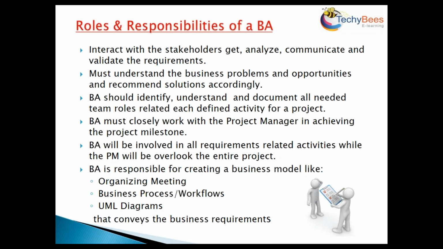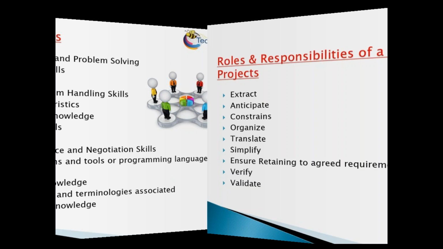Roles and responsibilities: you have to interact with the stakeholder, analyze, communicate, and validate the requirements. You must understand the business problems and opportunities and recommend solutions accordingly. BA should identify, understand, and document all needed team roles related to each defined activity for a project. BA must closely work with the project manager. BA will be involved in all requirement related activities. BA is responsible for creating a business model, primarily organizing meetings, creating business processes, workflows, and UML diagrams. In short, all of these are referred to as artifacts.